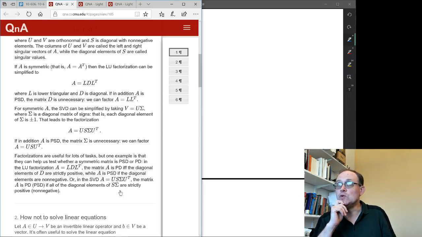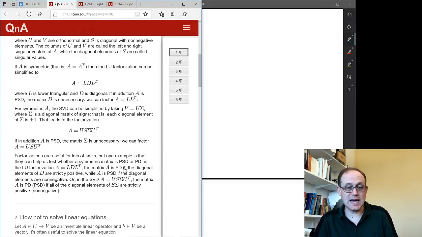So if you computationally want to test for PSD-ness, actually probably the fastest way is to try and compute the LDL transpose factorization. But it's slightly more numerically stable to compute the singular value decomposition and use that to test.